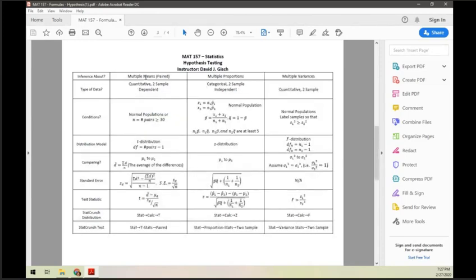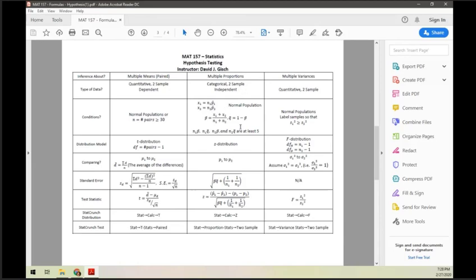What if I'm going to do two means that are dependent? Well, that's a matched pairs test. And that's a before and after. And you look at the mean of the differences. So you find the differences and basically you treat it like a one sample test.